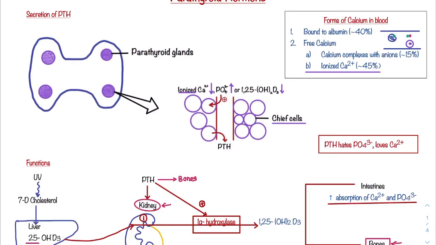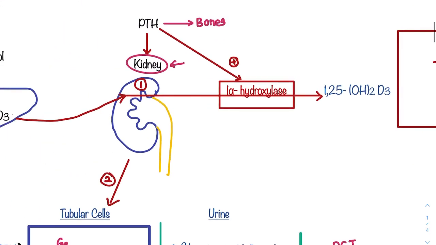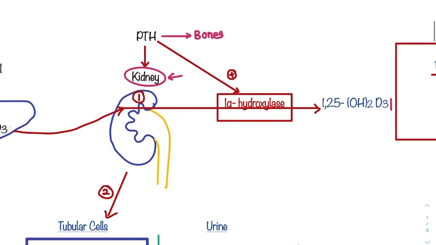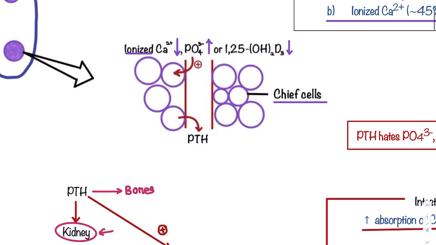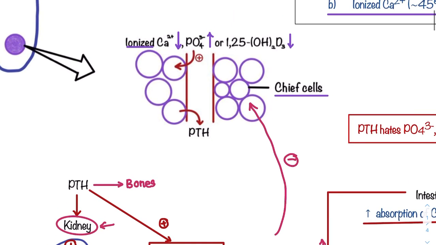Now let's discuss the regulation, the feedback inhibition of parathyroid hormone synthesis. So as you can see, low levels of 1,25 dihydroxycholecalciferol will cause the increase of parathyroid hormone and eventually lead to an increase in that molecule itself. When this is too high, this will go and inhibit these cells from releasing more parathyroid hormone.